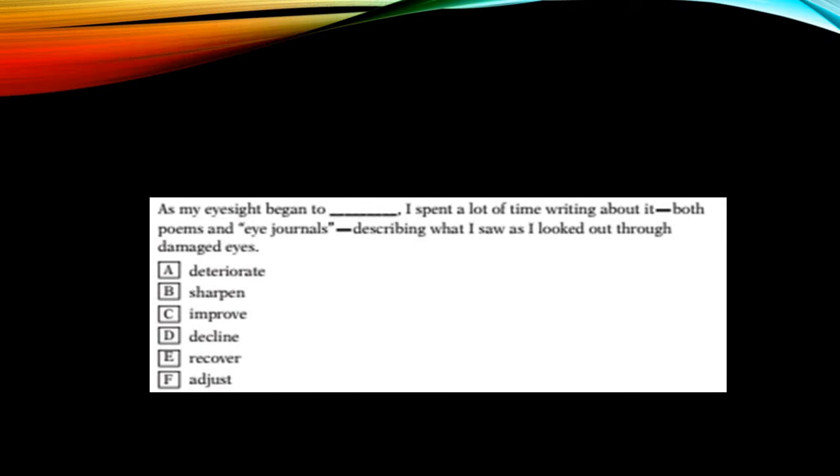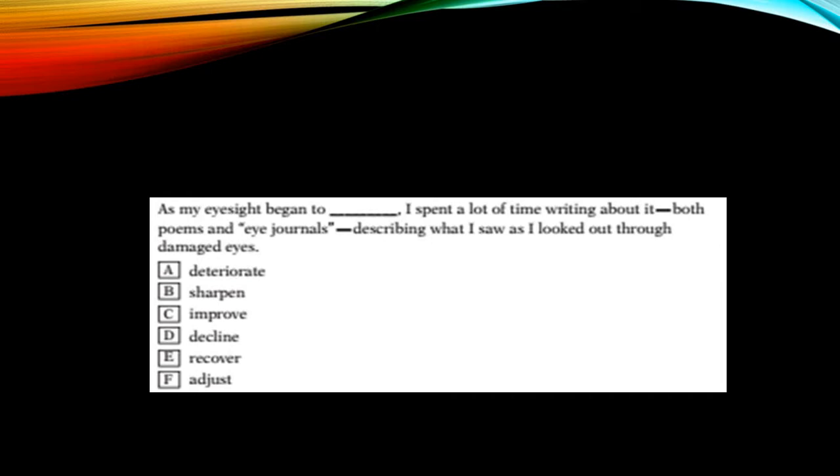So let's see. Both poems and "I journals." So this person is writing both poems and "I journals." Look at their "I journals" are in quotations. Okay, when they are in quotations, you have to understand it's a sort of sarcasm. So you have to catch hold of these little things. So why is he being sarcastic? So he is writing too many poems and "I journals."